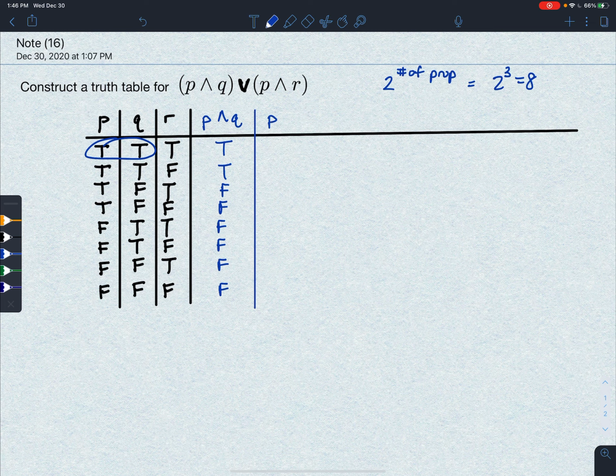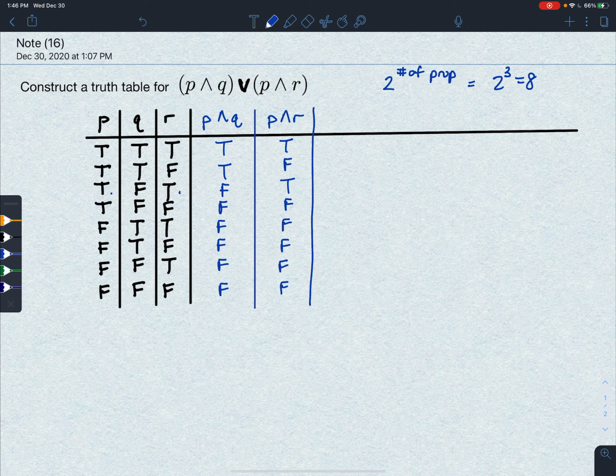Next, we go to P and R, and looking at a similar thing here. Looking at P and R, T and T is T, T and F is false. This T and this T are true. And notice the rest of the way down, if you look at the P's and the R's, there's at least one F among them. So that means the rest of the way, this is an F.